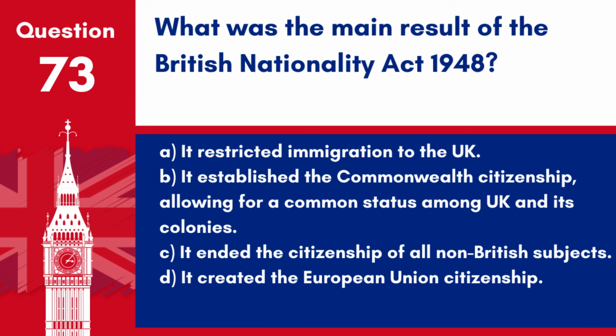Question 73. What was the main result of the British Nationality Act 1948? A. It restricted immigration to the UK. B. It established the Commonwealth citizenship, allowing for a common status among UK and its colonies. C. It ended the citizenship of all non-British subjects. D. It created the European Union citizenship.